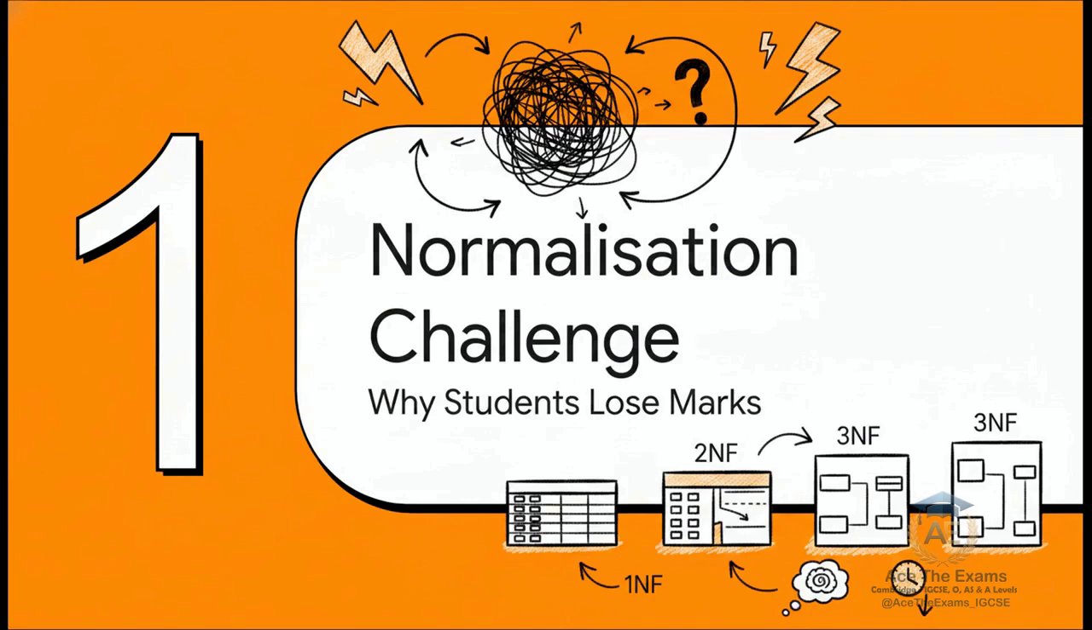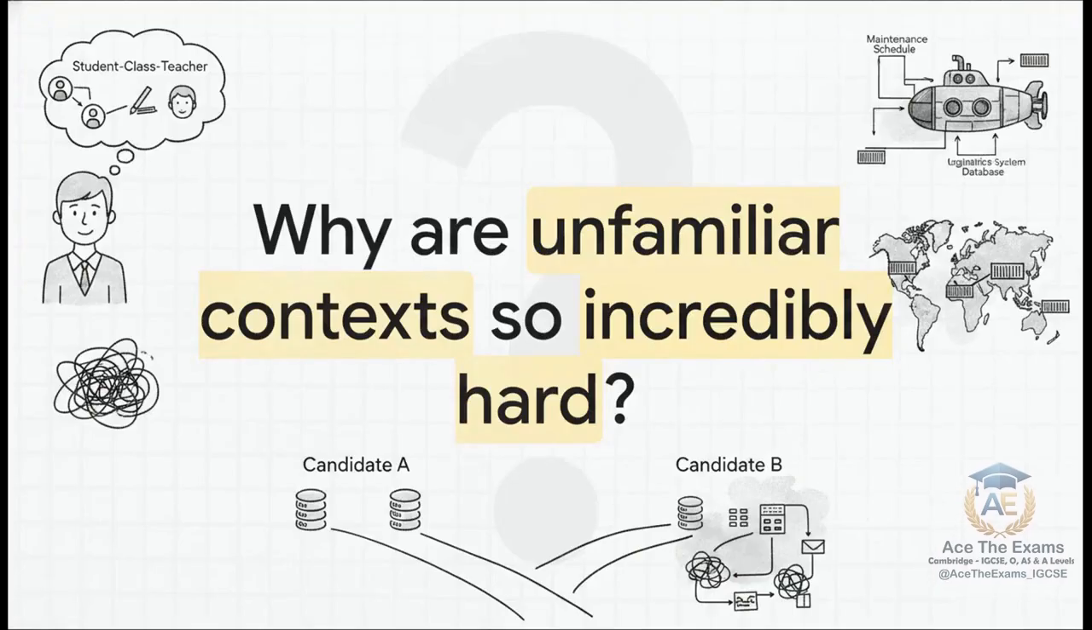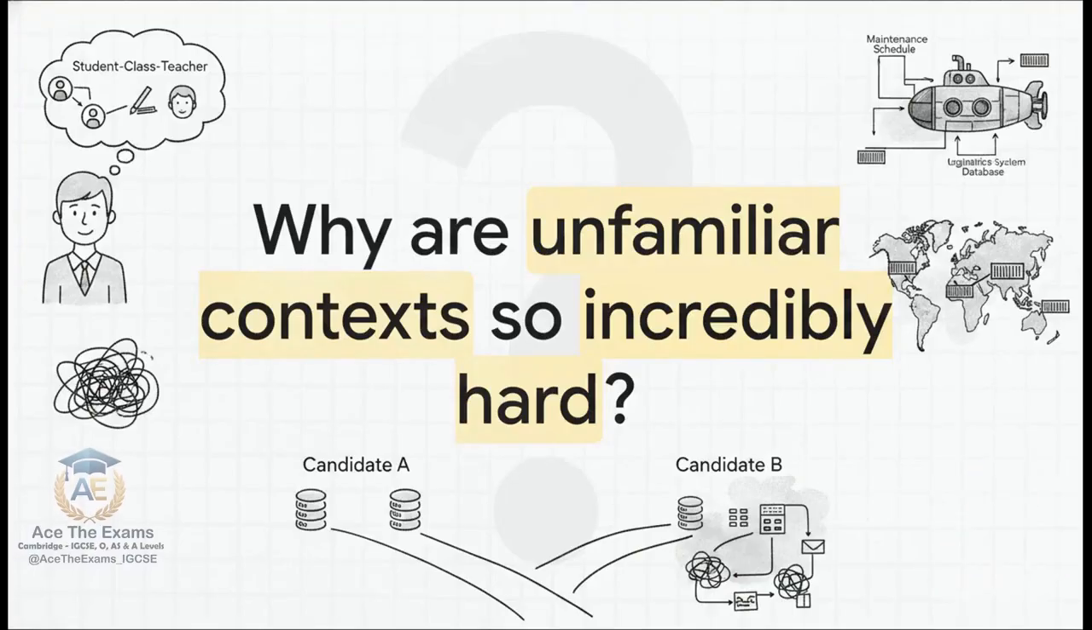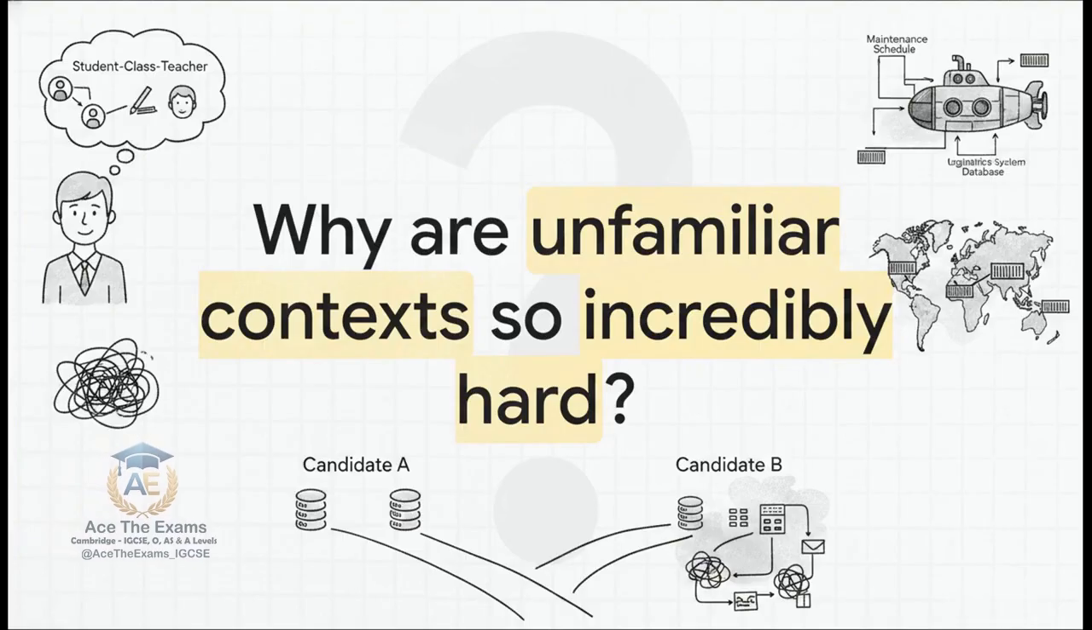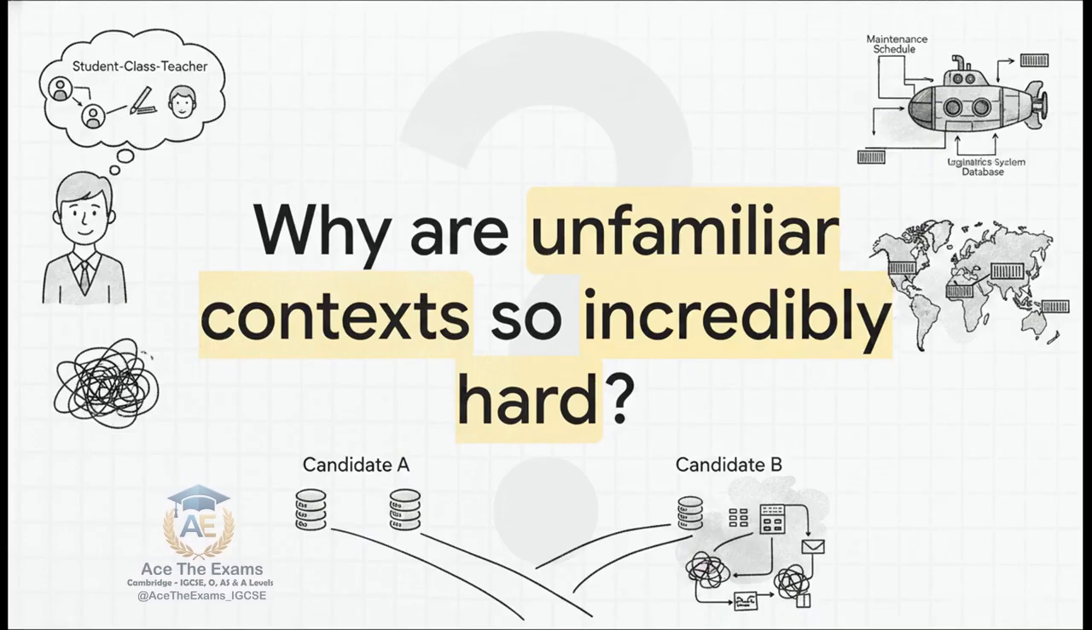Let's kick things off with Section 1, the normalization challenge, and exactly why so many students end up dropping crucial marks here. Look, we all know the textbook theory, right? Moving from first normal form to third normal form, removing repeating groups, eliminating partial dependencies, eradicating non-key dependencies. On paper, it sounds pretty straightforward, but why do students find applying these database concepts to unfamiliar contexts so incredibly hard? I mean, you might be perfectly capable of normalizing a basic student class teacher database because, well, you've seen it 100 times in class.